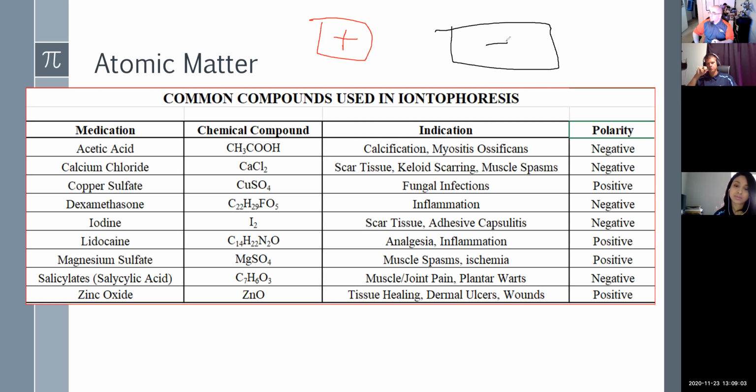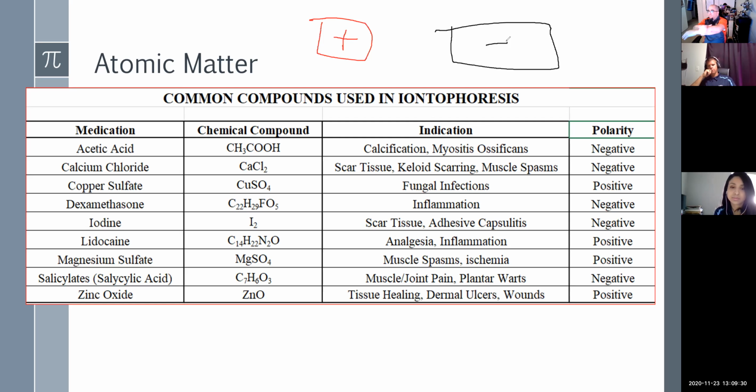Anyone have any ideas? What happens when you have charges that are alike? So if you take two negative poles of a magnet and try to put them together, what happens? They repel. So if we put the negative medication on a negative pad, when you turn that pad on, it's going to push the medication into the skin because it's going to try to repel it.